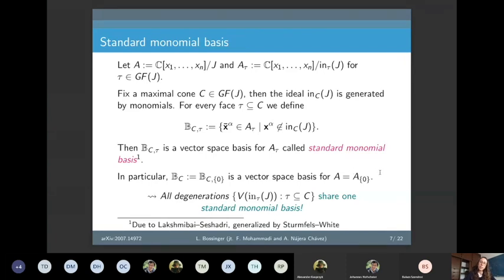So in particular, this is the first instance where we have the situation that many degenerations, in this case of the vanishing set of J, share one standard monomial basis. So all faces of this Gröbner cone C correspond to degenerations of A, or the vanishing set of J, and all of them share this standard monomial basis.